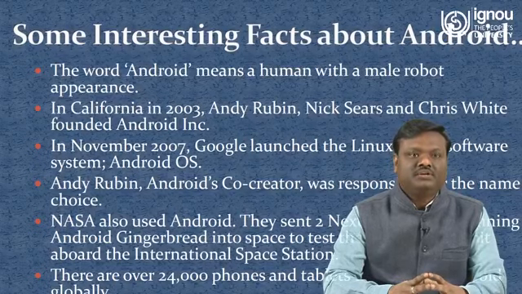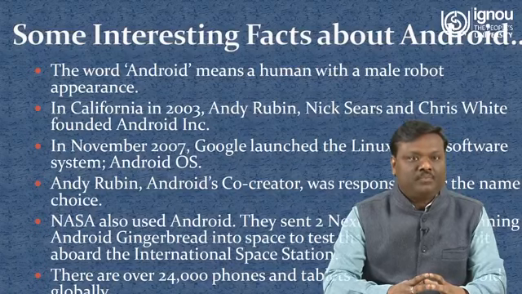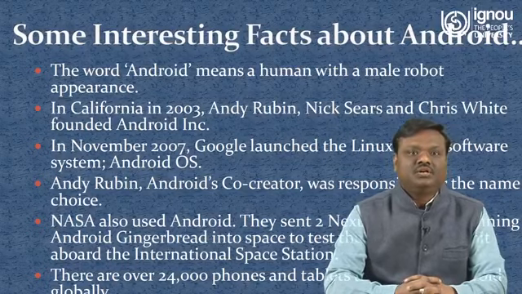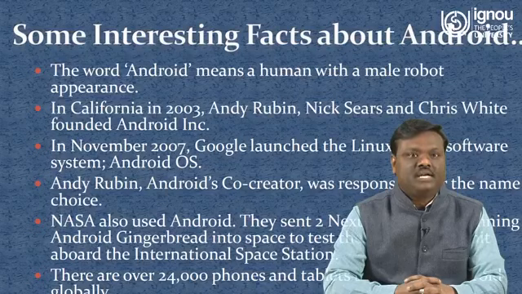In California in 2003, Andy Rubin is the person who founded Android Incorporation. And in November 2007, Google launched the Linux-based software system called Android operating system after acquiring this particular Android Incorporation company. Andy Rubin, Android's co-creator, was responsible for the name choice.